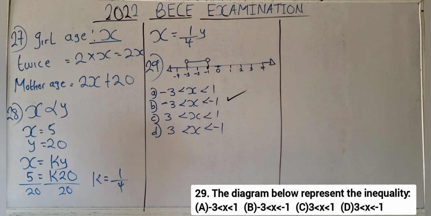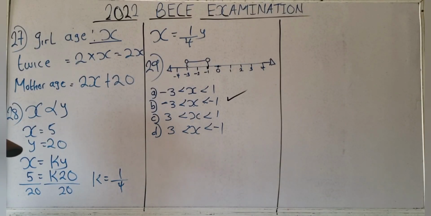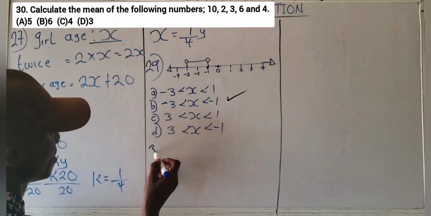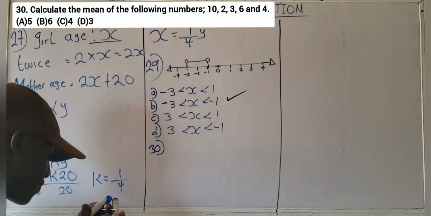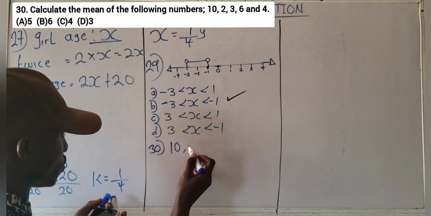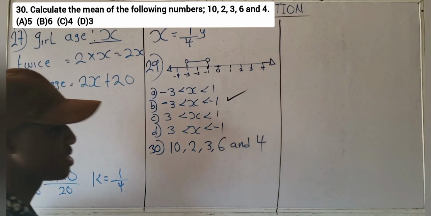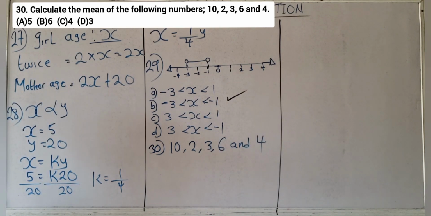Now, let's proceed to question number 30. Calculate the mean of the following numbers: 10, 2, 3, 6, and 4. That is number 30. Calculate the mean of the following numbers: 10, 2, 3, 6, and 4. Now, what is the mean? Mean simply means average, you understand?